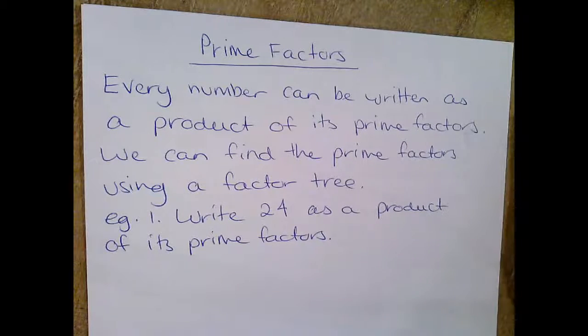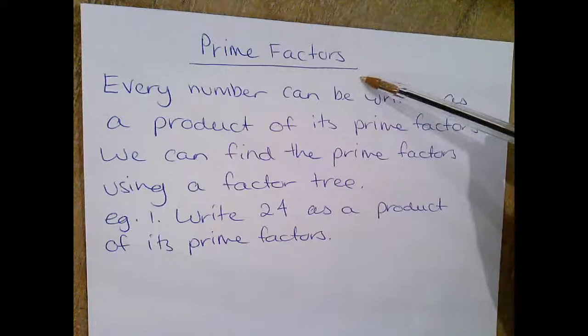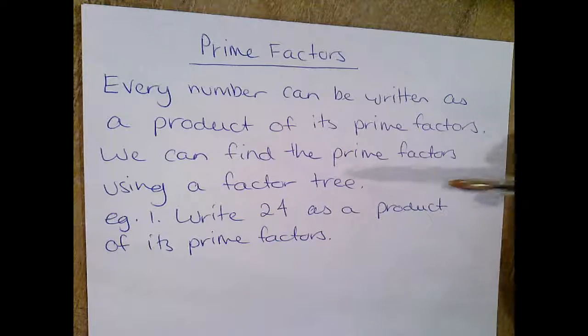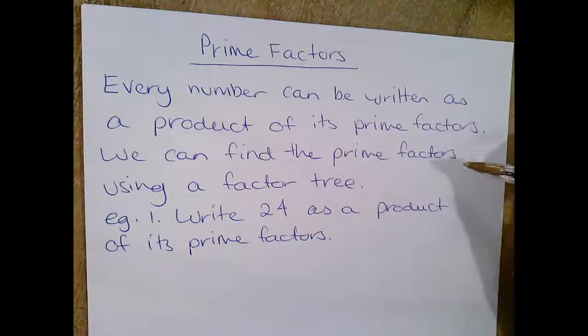So today we're going to look at prime factors. You looked at prime numbers last lesson, and now we're going to look at how a number can be written as a product of prime factors. Every number can be written as a product of its prime factors, and we can use a factor tree to find that. So product meaning a multiplication.